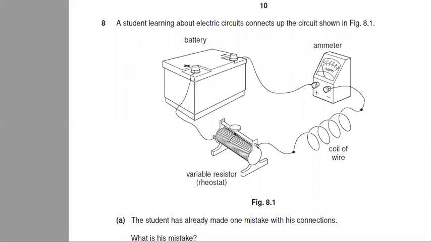What we will do now is start with the battery. Here is the battery, here is the positive part, here is the negative part, and then let's move on. We will have here our variable resistor. As you can see, the positive part is connected to the variable resistor, and then the other end of the variable resistor is connected to a coil.